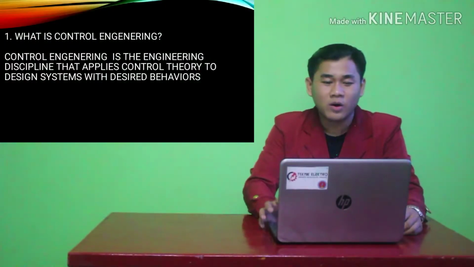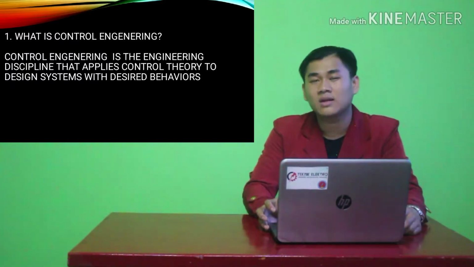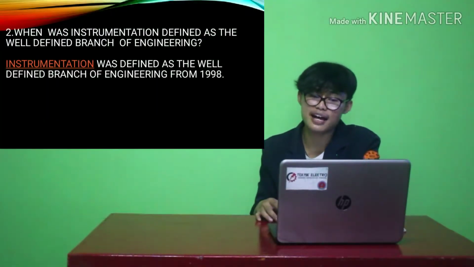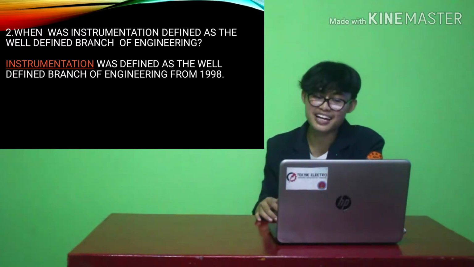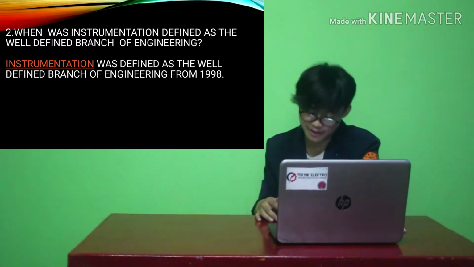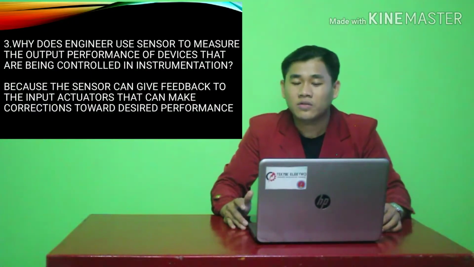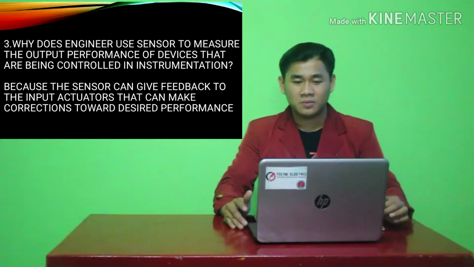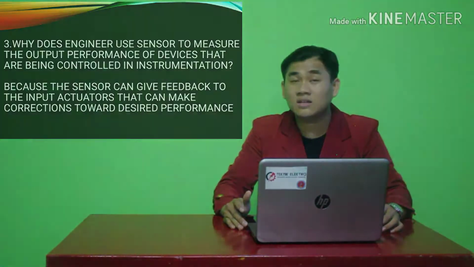WH. Number 1. What is control engineering? Control engineering is the engineering discipline that applies control theory to design systems with desired behaviors. Number 2. When was instrumentation defined as the well-defined branch of engineering? Instrumentation was defined as the well-defined branch of engineering from 1998. Number 3. Why does an engineer use a sensor to measure the output performance of a device that is being controlled in instrumentation? Because the sensor can give feedback to the input actuator that can make correction toward the desired performance.